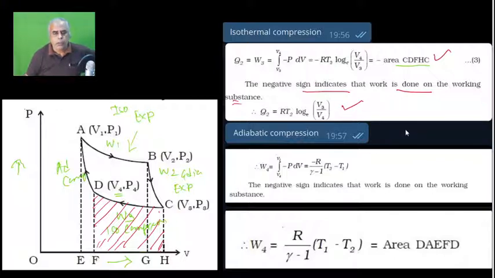So this is the next equation. Then adiabatic compression. So adiabatic compression means D to A, right?